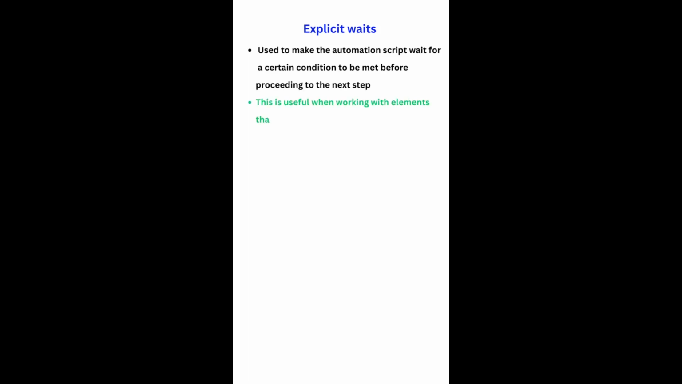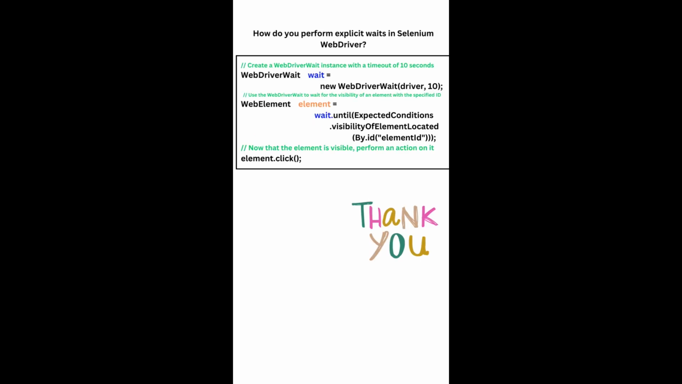Explicit waits in Selenium WebDriver. Explicit wait is used to make the automation script wait for a certain condition to be met before proceeding to the next step. This is useful when working with elements that may not be immediately available or when dealing with dynamic content.